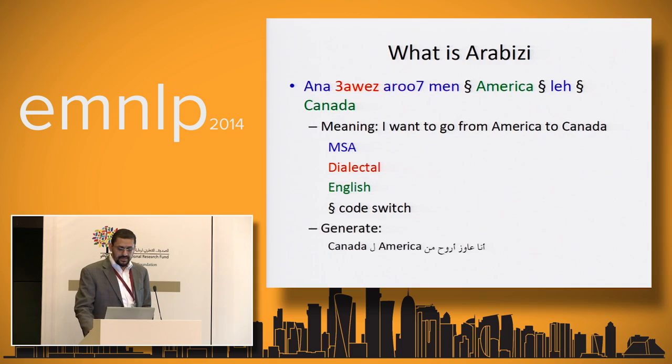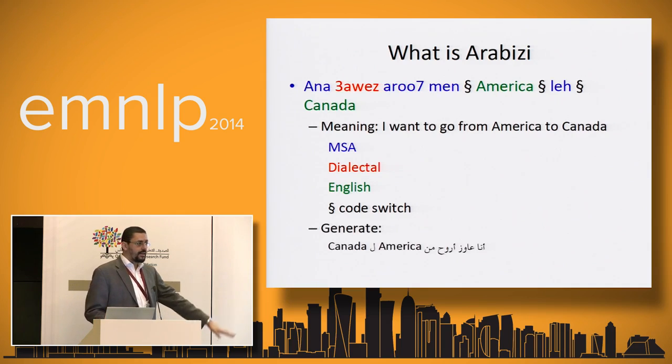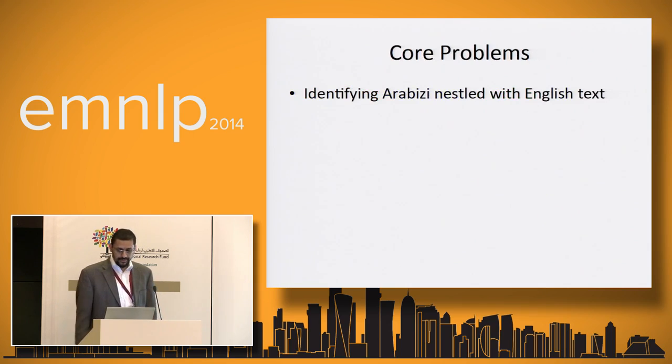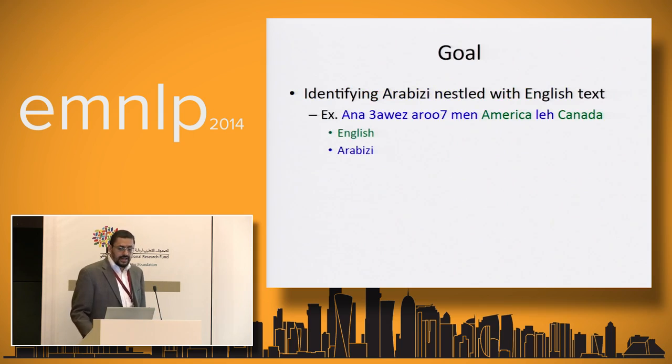Given this kind of text, what we really want to do is get to something like the one that you get in the bottom here. I don't know if some of you can see it or not, where I say "أنا عاوز أروح من", and this is completely in Arabic letters, America, and the letter lam to Canada, right? So I wanted to identify which words are Arabizi and which ones are English, and the ones that are Arabizi would just generate Arabic out of them. So this is the core goal of what I'm telling you.